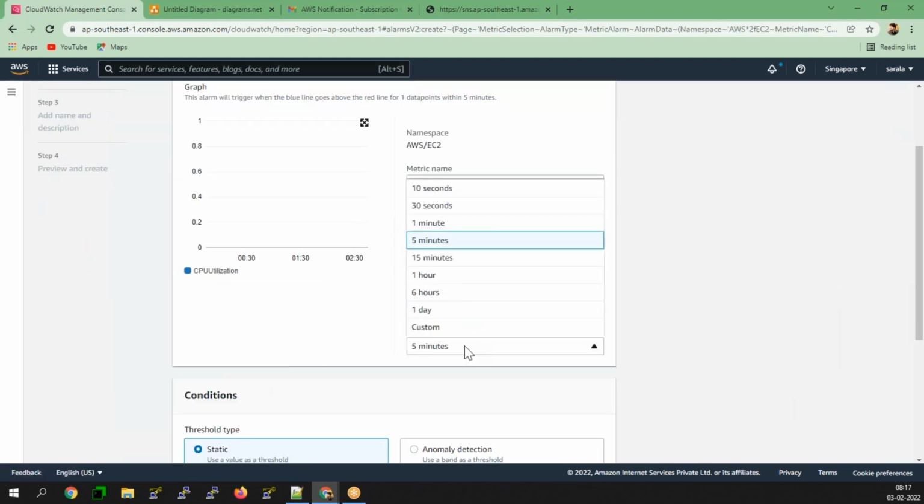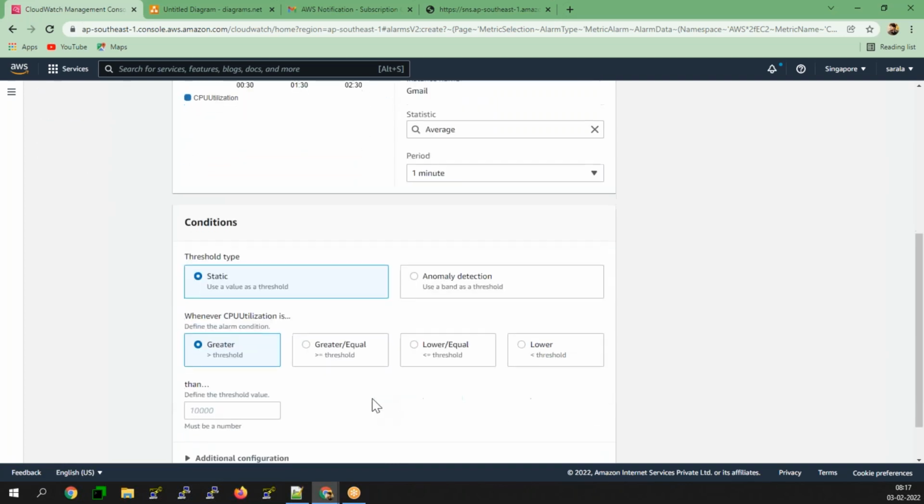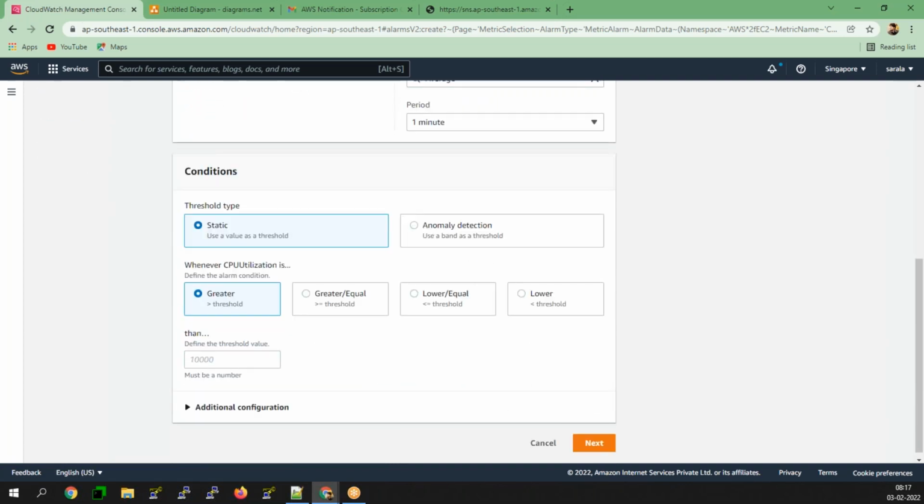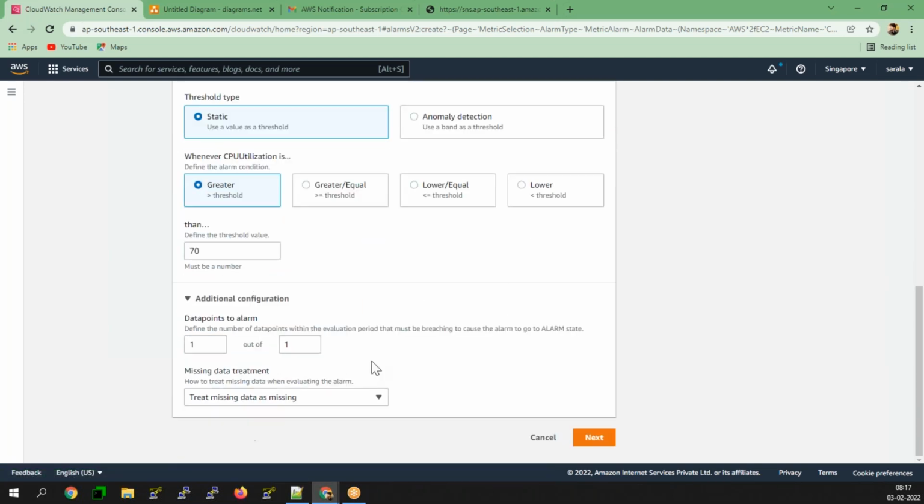So now I can measure the metrics for every 1 minute, but the costs are going to be very high. And whenever the value is greater than or equal to the threshold, greater than 70, this is called one data point. What is called one data point here?